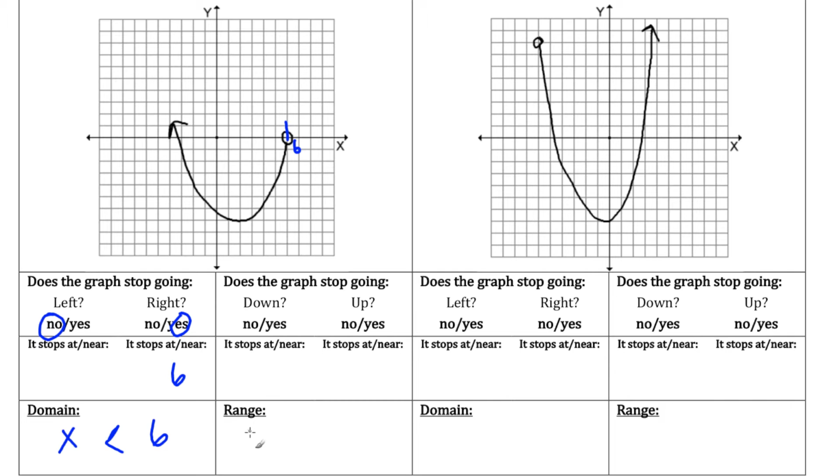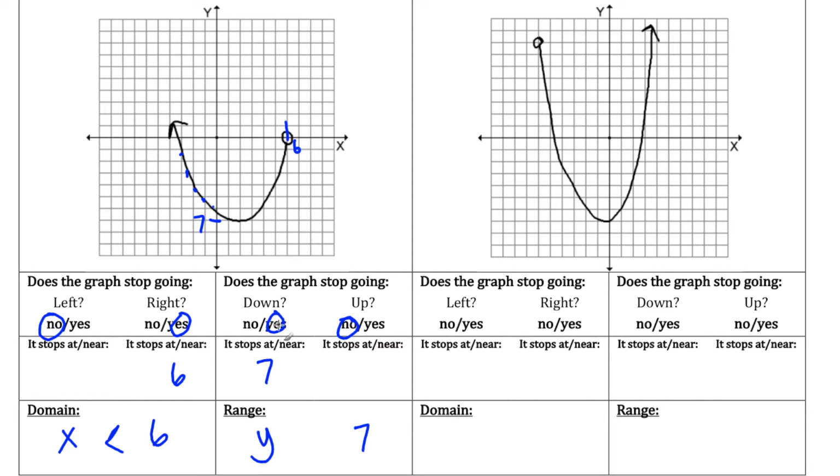The range, which is how far up and down we go. Does it stop going down? Yes, it does at 1, 2, 3, 4, 5, 6, 7. This is the lowest it goes. Does it stop going up? No. It just keeps going up forever. So we have one limitation on the y, on the range values. That has to do with 7. So all these points all have y's that are greater.